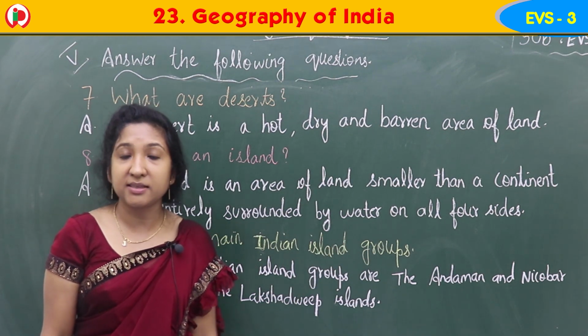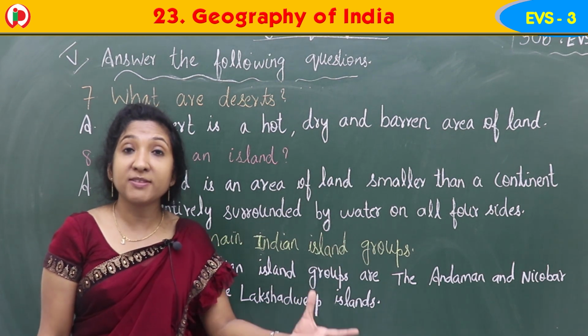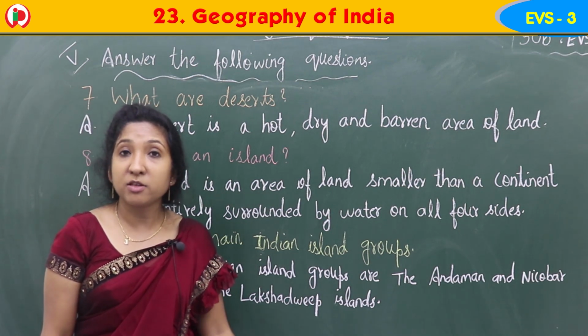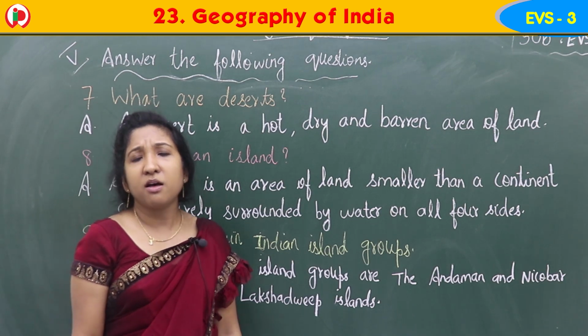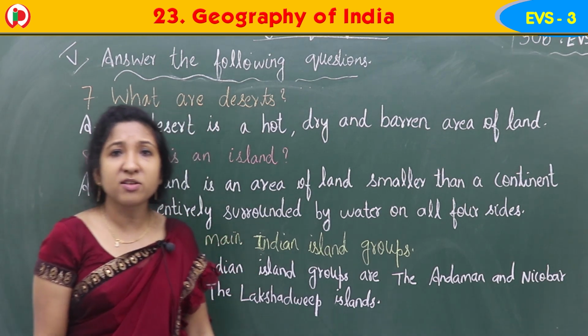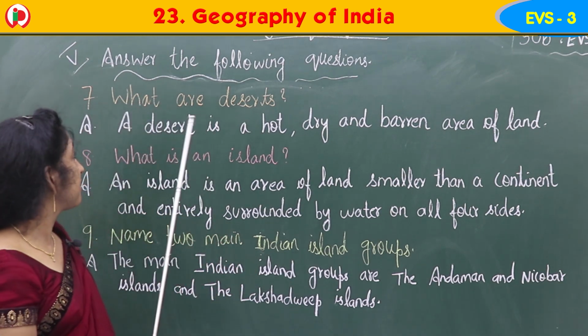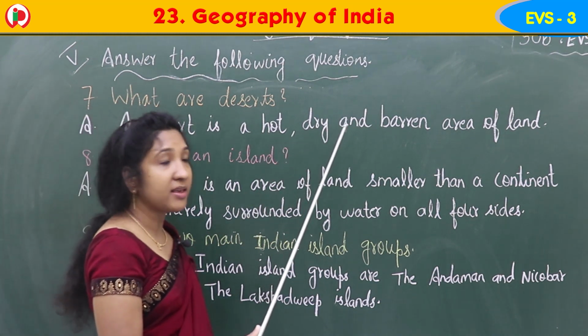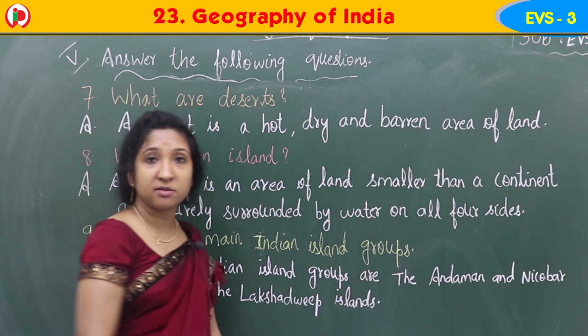20% of our land is desert actually. A lot of sand we can see there in the desert, and because of no rainfall, people, plants and animals cannot survive there. Yes, so what is a desert? A desert is a hot, dry and barren area of land.